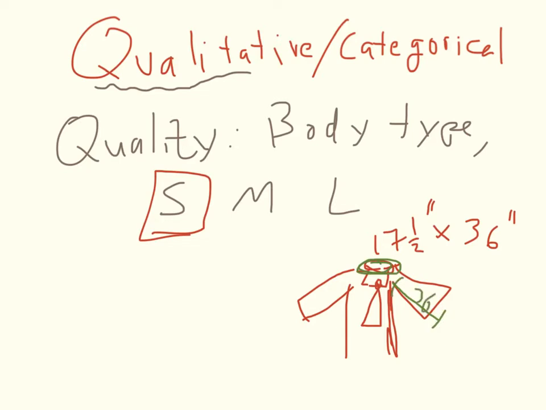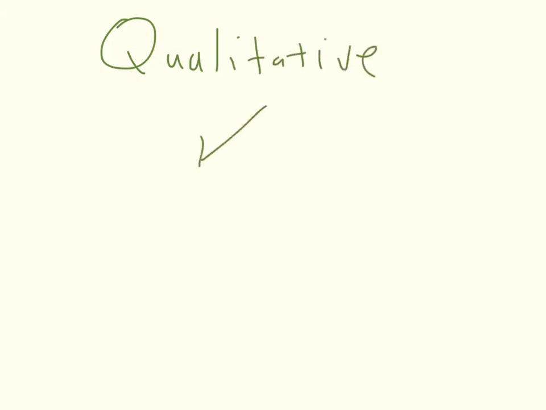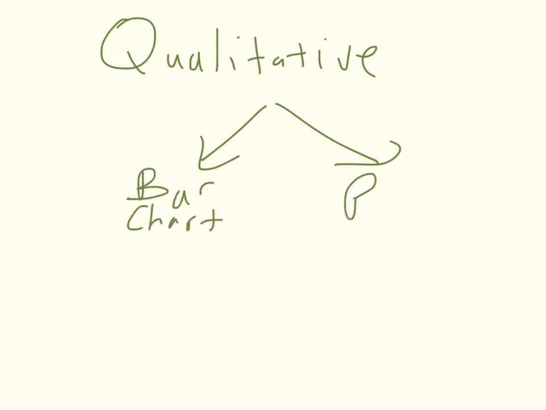And that's 36 inches. All right, that's quantitative. Qualitative would be if you get yourself an extra large shirt. That's a quality. Unless, of course, they have numbers attached to it, then it's actually a description of a quantity. But qualitative variables or categorical data have two types of graphs. You can either do a bar chart or you can do a pie chart.